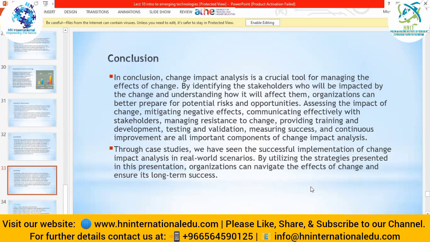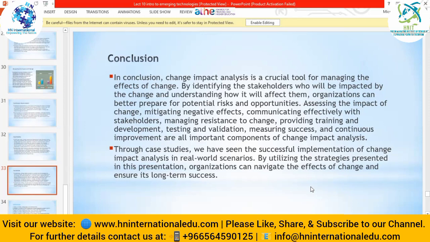In conclusion, change impact analysis is a crucial tool for managing effective change by identifying the stakeholders who will be impacted by the change and understanding how it will affect them. First, we have to see that change is a crucial part and how the stakeholders will be affected by our change. Organizations can better prepare for potential risks and opportunities by assessing the impact of change, mitigating negative effects, communicating effectively with stakeholders, managing resistance to change, and providing training and development. Testing and validation are required. Measuring success and continuous improvement are all important components of change impact analysis.